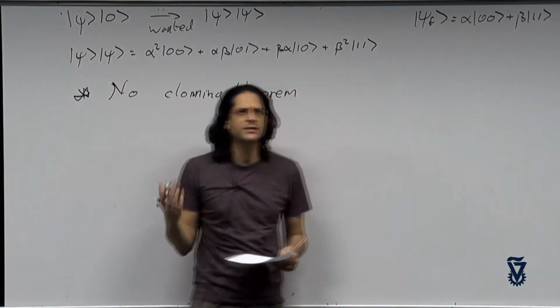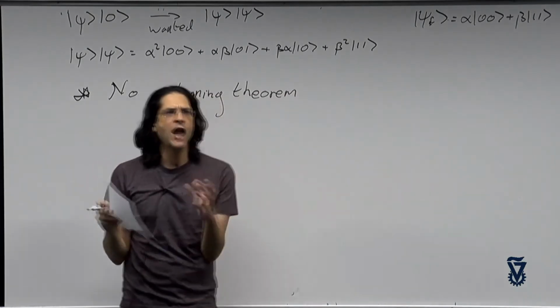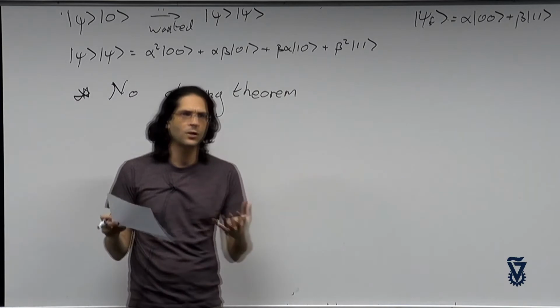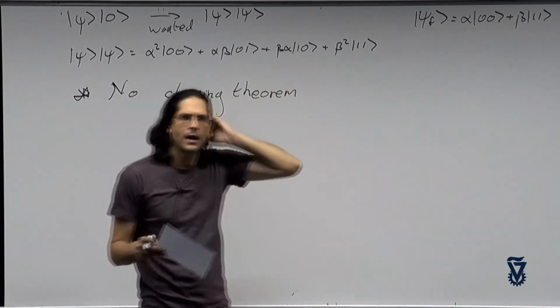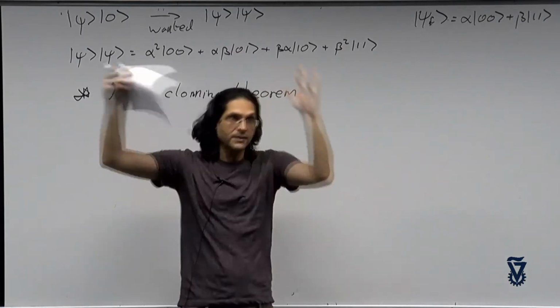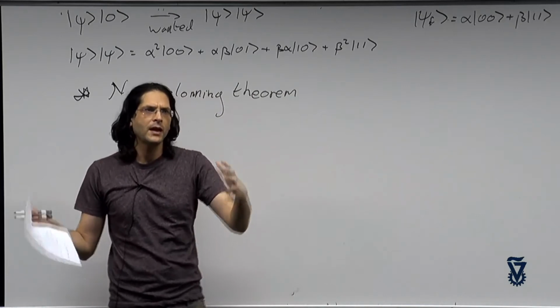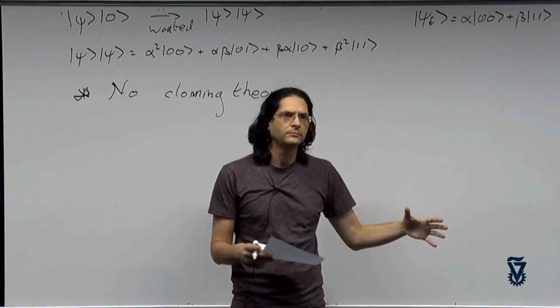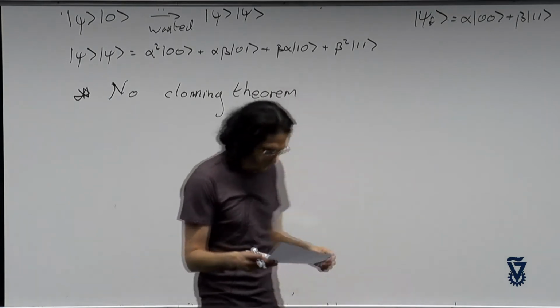Which, as its name states, means you cannot clone. If you have an unknown state, you start with some state which you don't know what it is, you don't know what alpha and beta are, and it can be a state on a bigger Hilbert space, it doesn't matter. You cannot take the state and copy it. There is no way you can do that.